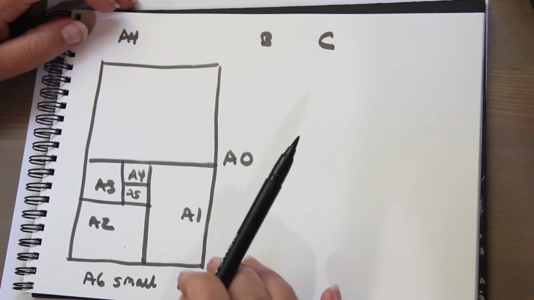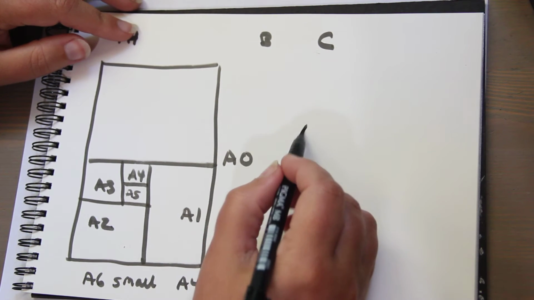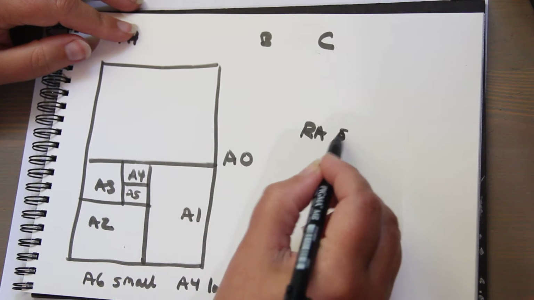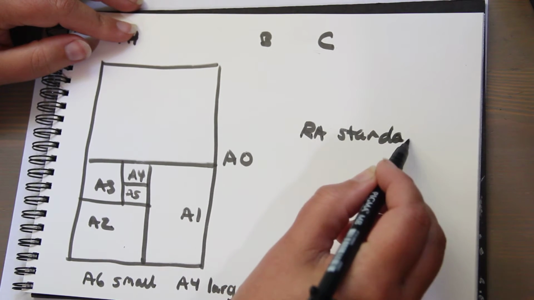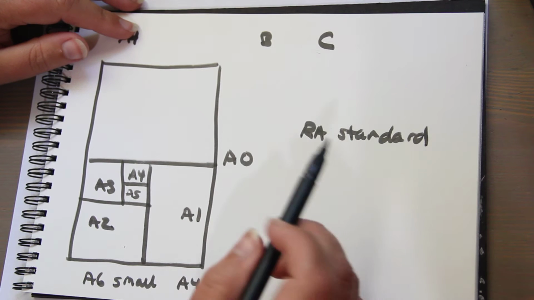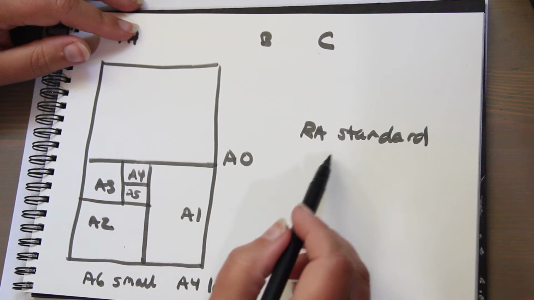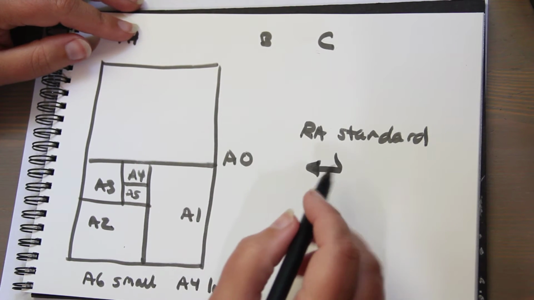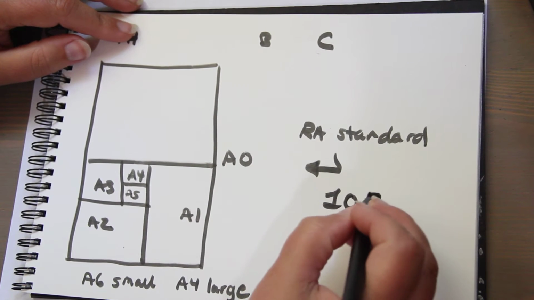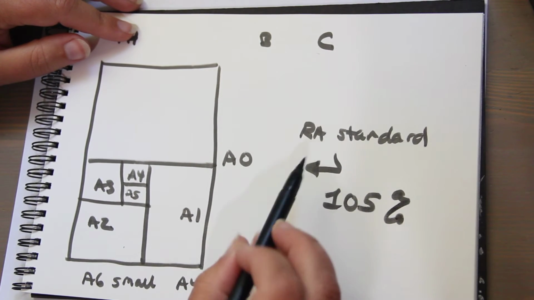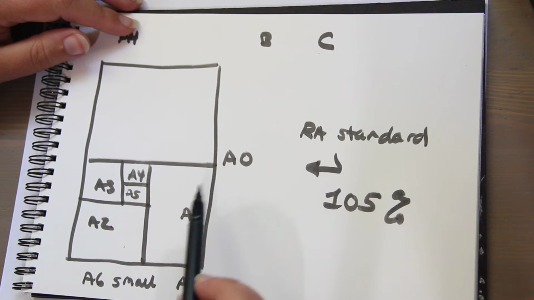Everything's a little different. So the RA standard, there's an RA standard, and that is a raw format A. So it's this at 105%, in case you're ever wondering when something is written at RA.